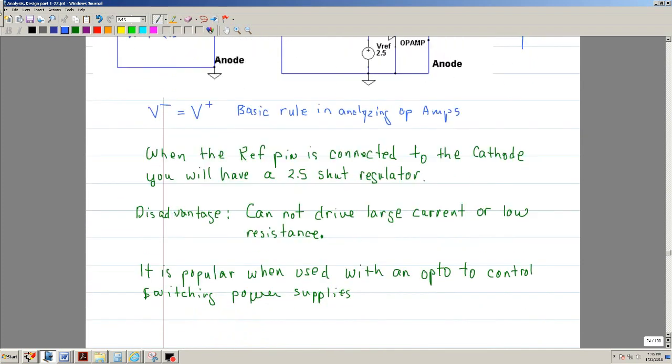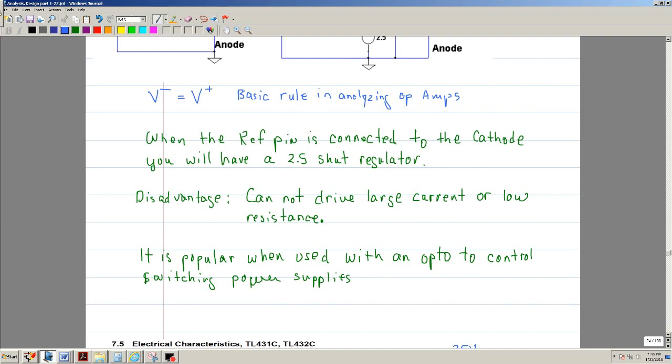And before I do that, let me say, I've already covered this, that when the reference pin is connected to the cathode, you have a 2.5 shunt regulator. One of the disadvantages is that it cannot drive a large current or low resistance. But an advantage is, as far as power supply is concerned, it is used with an opto to control switching power supplies.